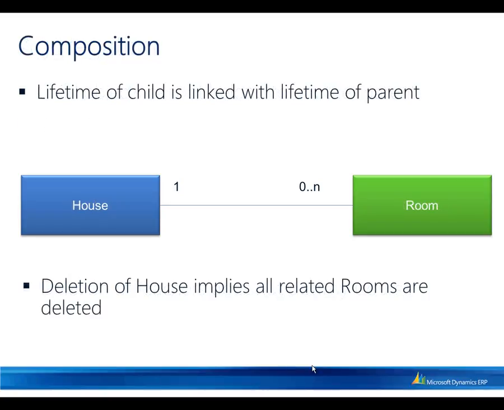And finally, when there is a strong link between the lifetime of two entities, that type of relation can be thought of as composition. In this example, a house can have many rooms. However, deletion of a house automatically implies that all associated rooms need to be deleted from the system. This type of relation can be modeled by choosing composition in the property.